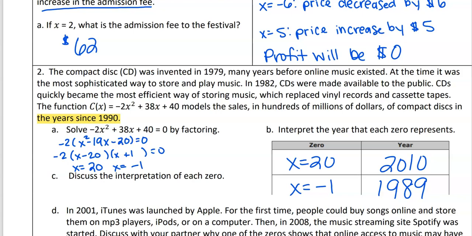All right, so what does that mean according, like in context to the sales? What are the sales of my CDs in the years 2010 and 1989? There weren't any. In 2010 and 1989, sales of CDs were 0.